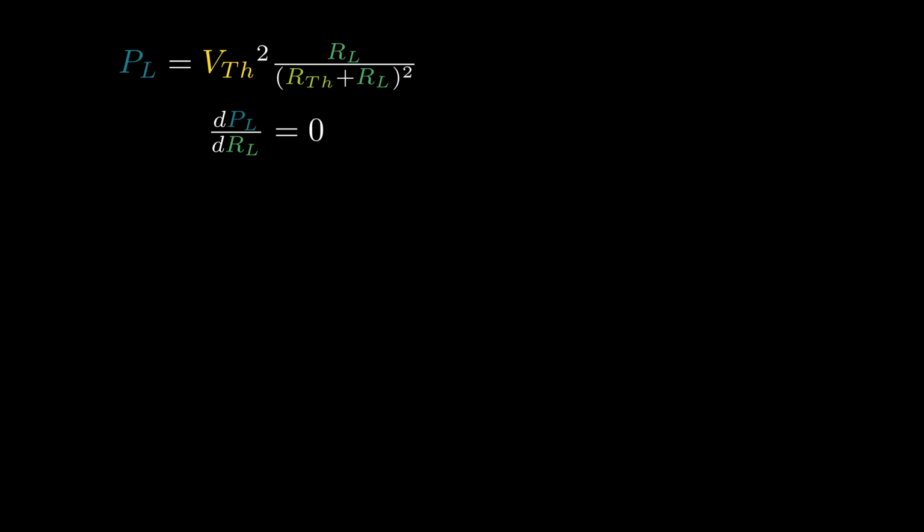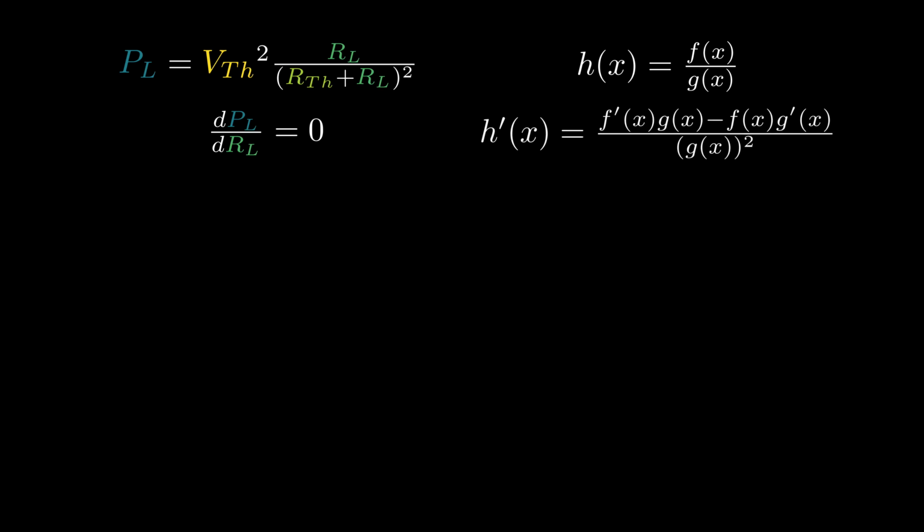We have dPL/dRL, as we want to see what effect a change of RL has on the value of PL. As our PL equation has RL in the numerator and denominator, we have to invoke the quotient rule. And if you're wondering, yes, I had to look it up.